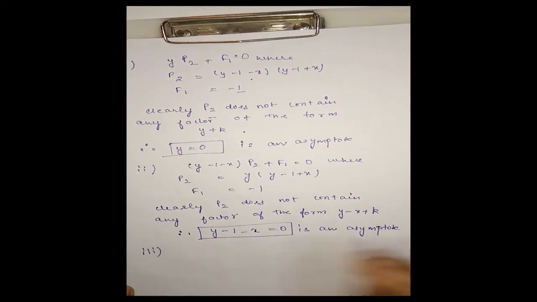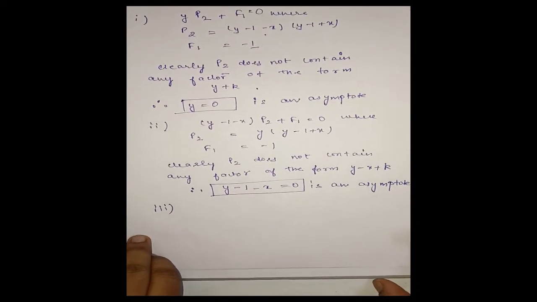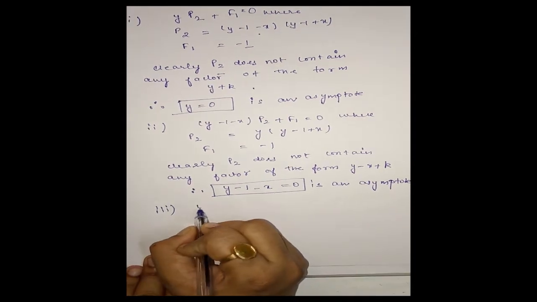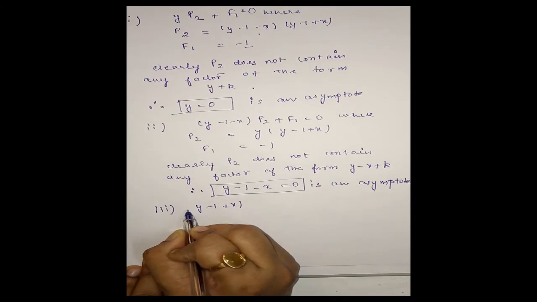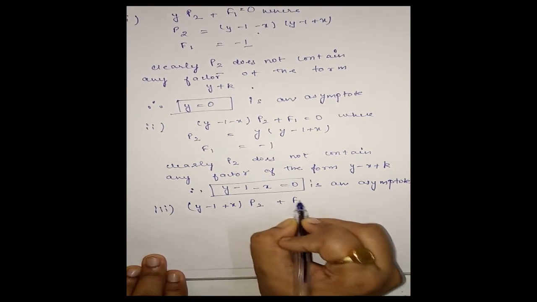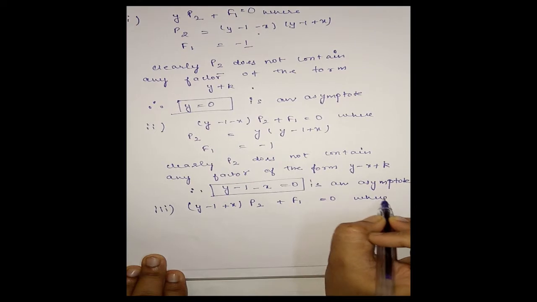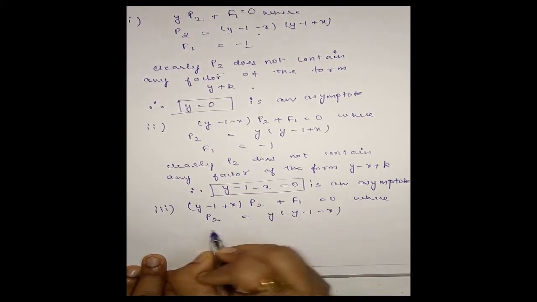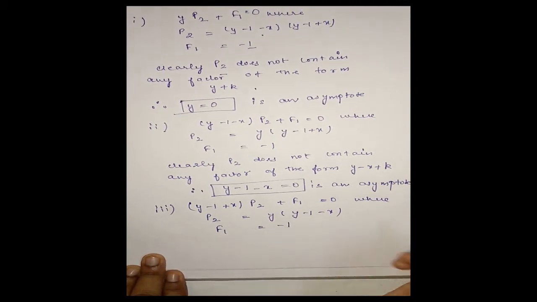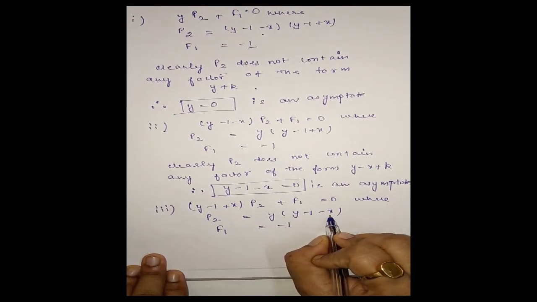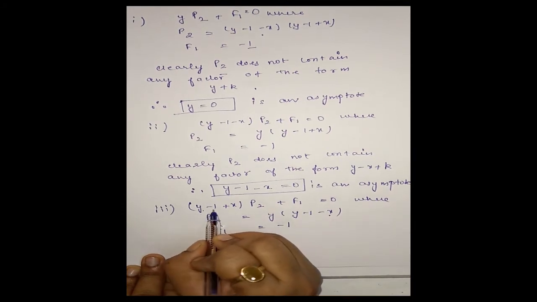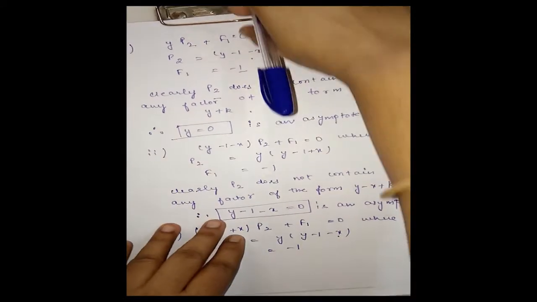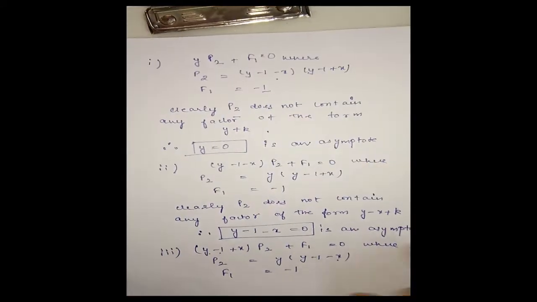Same way, my third part: my equation can be rewritten in the form (y minus 1 plus x) p2 plus f1 is equal to 0, where p2 is given by y minus 1 minus x and f1 is minus 1, and here also p2 does not contain any factor of the form y minus 1 plus k.